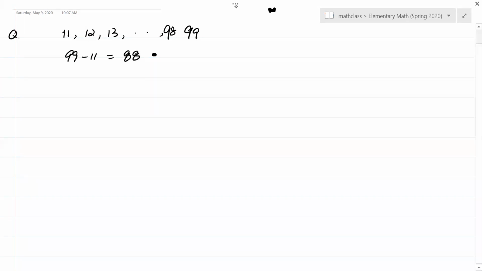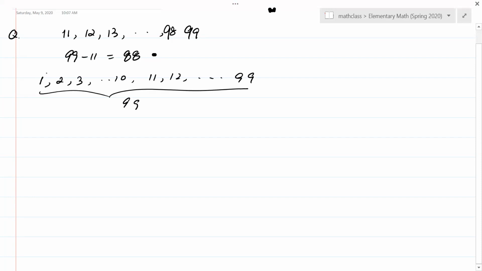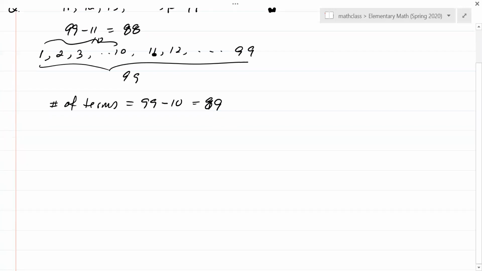Okay, how do you do that? Well, what you can do is you begin with 1, 2, 3, all the way to 10, then 11, and 12, all the way to 99. When it's easy to count, like from 1 to 99, you have 99 terms, right? But you have to subtract the terms from 1 to 10 because you begin with 11. So the number of terms is going to be 99 minus 10, not 11. Then you get the answer. All right, that's the easy part.